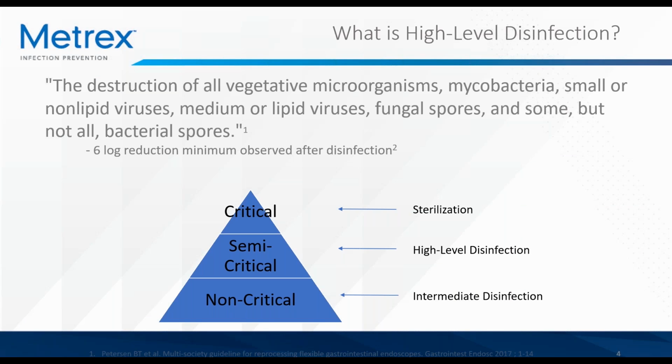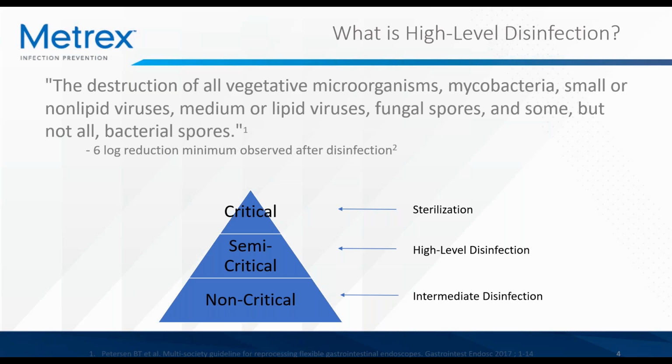Let's start off our high-level disinfection discussion by first understanding what high-level disinfection is and when high-level disinfection should be done. The visual here shows three different levels of disinfection: intermediate level disinfection, high-level disinfection, and third, sterilization. The type of disinfection that should be done is dependent on the device or instrument you're disinfecting. Beginning at the bottom of the pyramid here, we have intermediate disinfection.